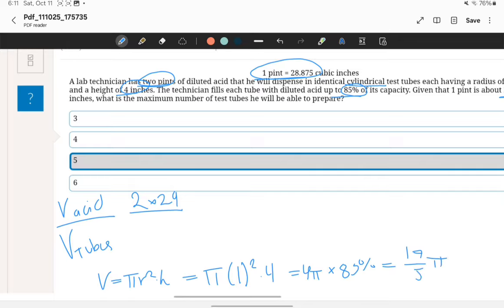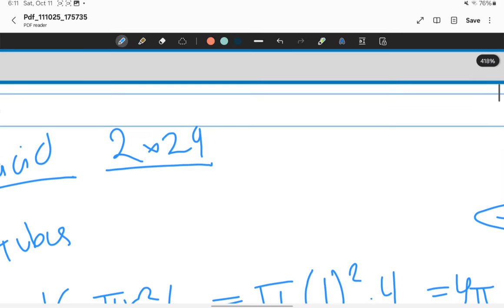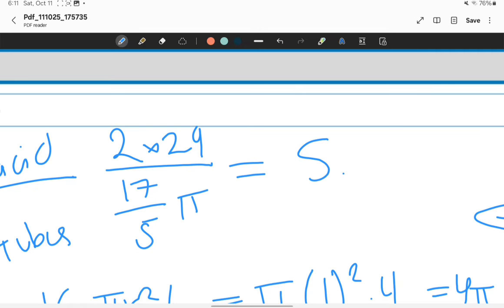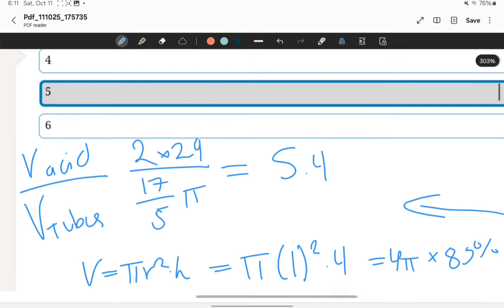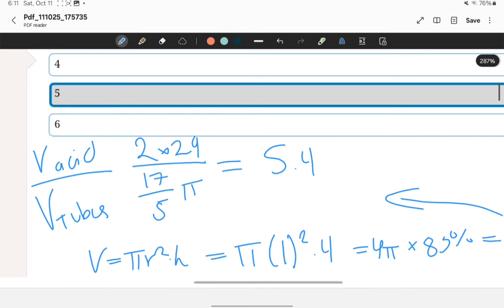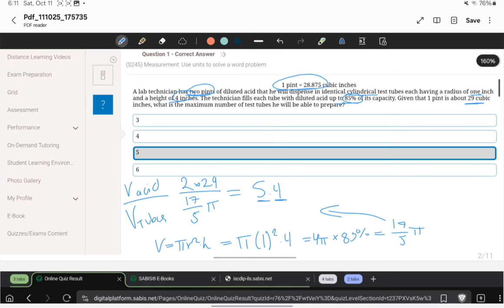Okay, so now we take this and put it back in our equation. So it's 2 times 29 over 17 over 5 pi. You get around 5.4. Okay, so the full cylinders we're going to be able to prepare, the full tubes are going to be 5 only, right? We could fill 0.4 of an extra one, but that's not full. Okay, so it's not actually fully prepared, so we choose just 5.